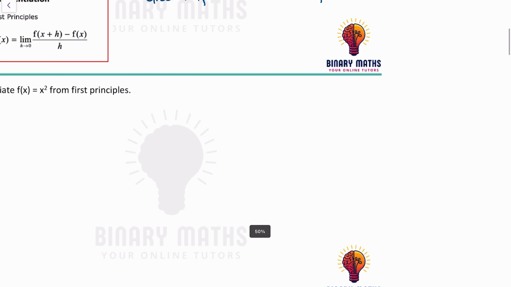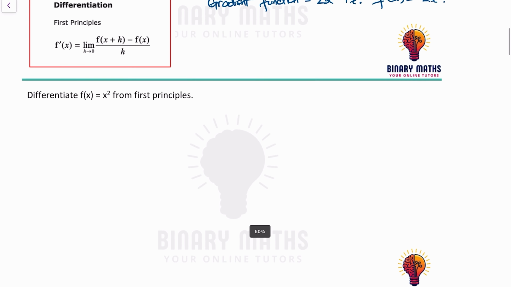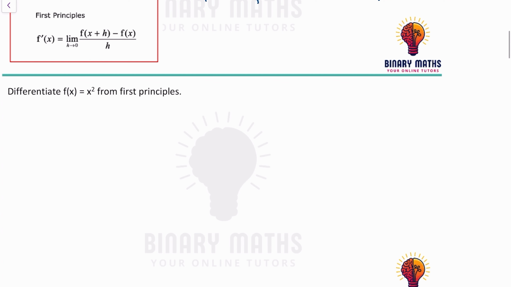Okay, so if you were given this question in the exam, it will look like this. Differentiate f of x is equal to x squared from first principles. That means you need to write the formula. The first line is always the formula. So I would write f dash of x is equal to limit h tends to 0 of f of x plus h minus f of x all over h. For every single line of the working out, I will have this limit h tends to 0 until I can make h go towards 0.